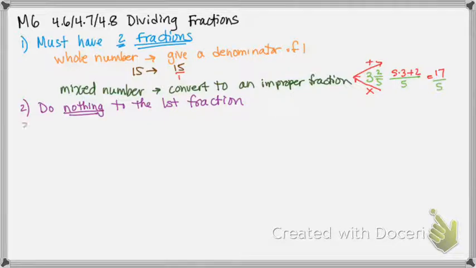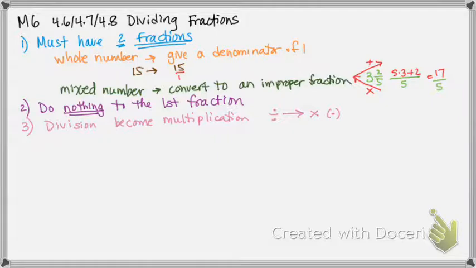Next, we have to change the operation. So we're going to take division, and it's going to become multiplication. So the division symbol is going to become a multiplication symbol, or it might be the dot symbol for multiplication.